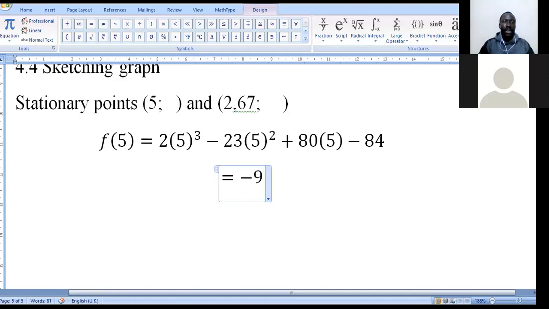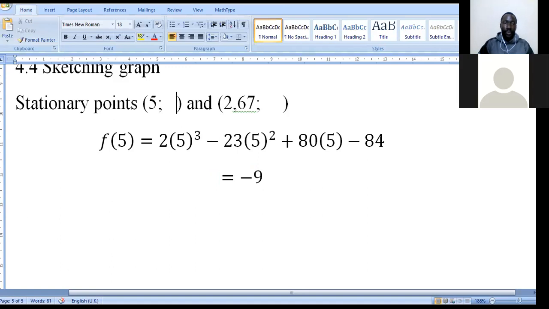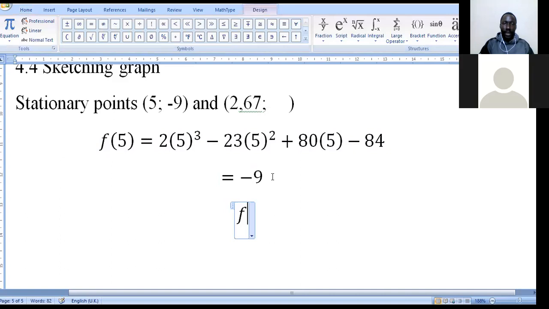I've got -9 here. Let me just check again if it's the right value. Yeah, it's still the right value. Then that means here we are going to have -9. Then how about here? All right. So that is going to be f of 8/3.